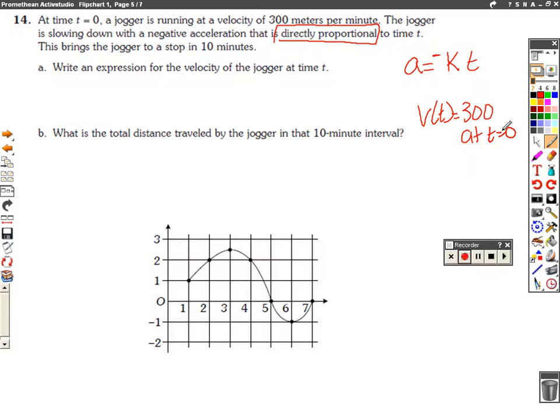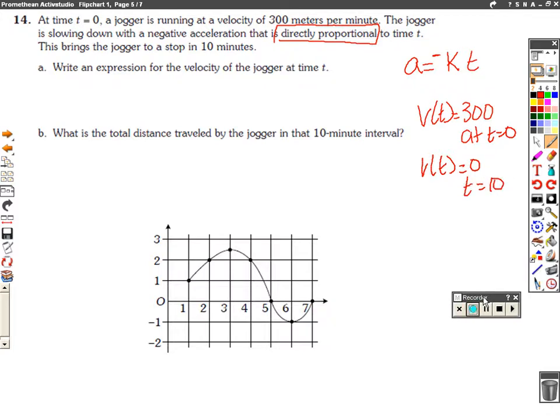And they want to know, the jogger is slowing down. It brings the jogger to a stop in 10 minutes. So v of t is 0 at time t equals 10. Now this is kind of an advanced question. Don't freak out. This is not on tomorrow's test, anything like it. But it is a good idea to kind of look at this. If you really don't care, go ahead and just skip forward, because it's not going to be on tomorrow's test.